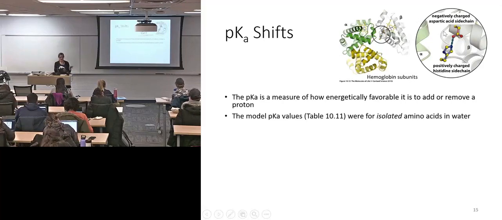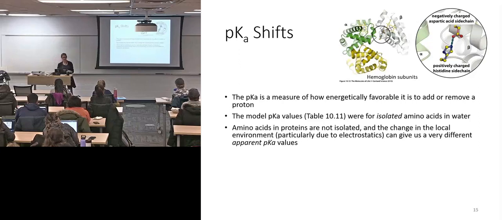Okay? So our model pKa value from table 10.11 was for isolated amino acids in water. That approximately 6 was sort of this model value. Okay? Amino acids in proteins are not isolated, and they have a different local environment than just water. For example, here the histidine has some sort of local environment where there are other side groups around that it might be able to interact with. What its environment looks like generally has to do with some sort of electrostatics, and it can give us a very different apparent pKa value.